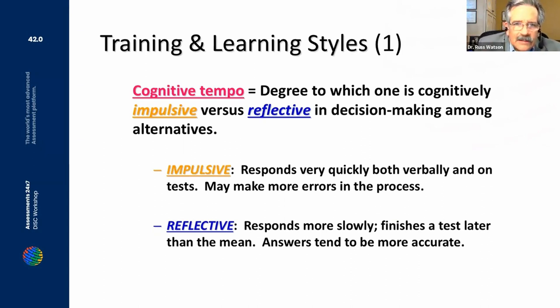I studied a lot of learning styles. Here's two different theories that I had combined. One is a cognitive tempo theory. That tempo theory says those of impulsive tempo respond quickly, both verbally and on tests. Ooh, ooh, ooh, call on me, but they make more errors. Reflective types respond more slowly and they tend to be more accurate. Nobody's wrong, they're just different in their cognitive tempo.